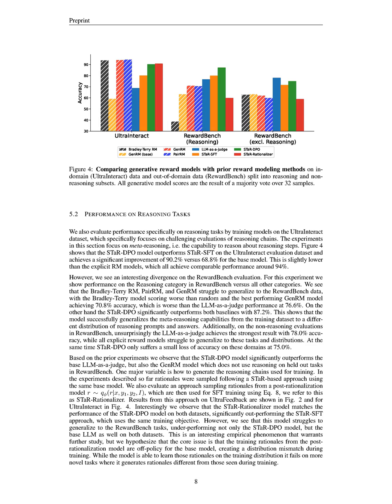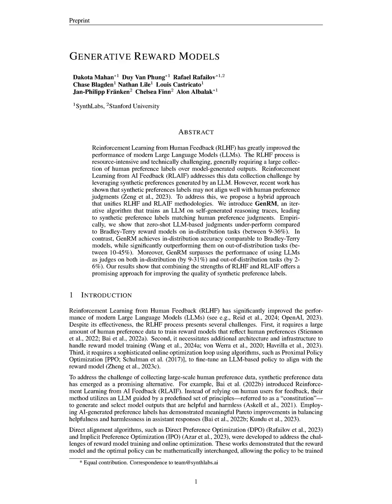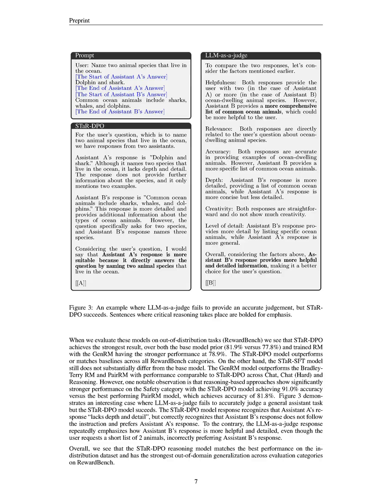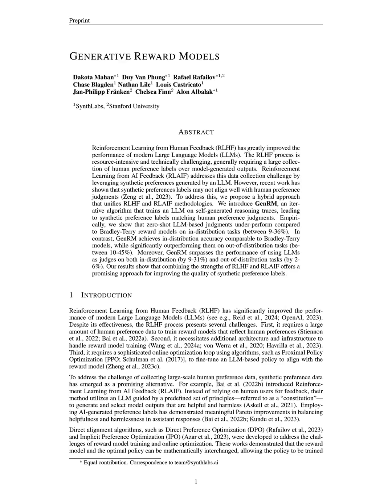More notably, in out-of-distribution evaluations on reward bench, the STAR DPO model outperformed both the base model and the trained reward models, achieving an accuracy of 81.9%, while the GenRM model reached 78.9%. Additionally, the STAR DPO model excelled in the safety category with a remarkable accuracy of 91.0%, significantly surpassing the best classical model, pair RM, which scored 81.8%. Overall, the STAR method not only matches classical models in accuracy, but also exhibits stronger generalization capabilities across various evaluation categories.